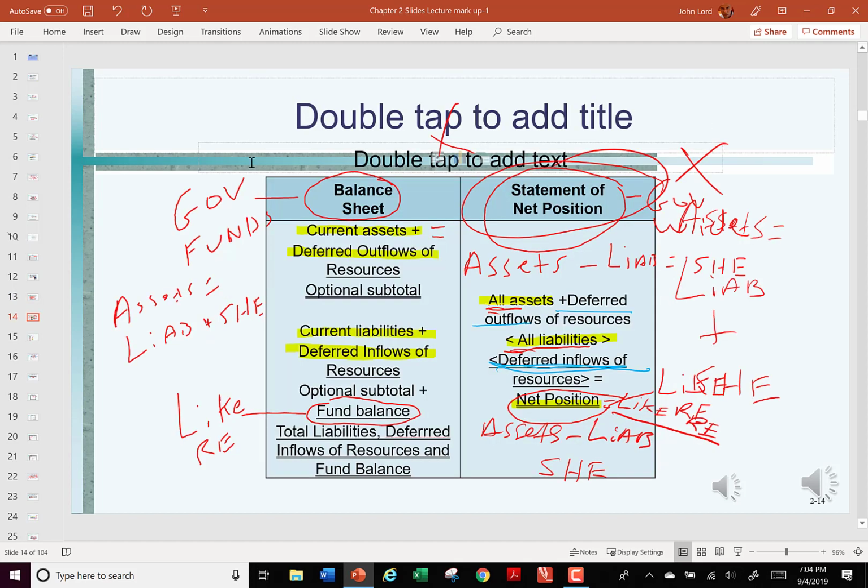Now, just focus right here. Focus on the statement of net position. I don't know why I wrote all this on this side. Don't worry about this side. Just worry about the right-hand side of this panel, the statement of net position.